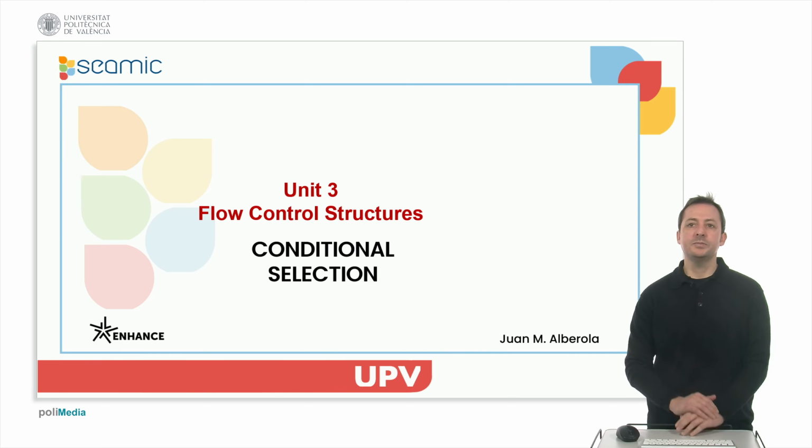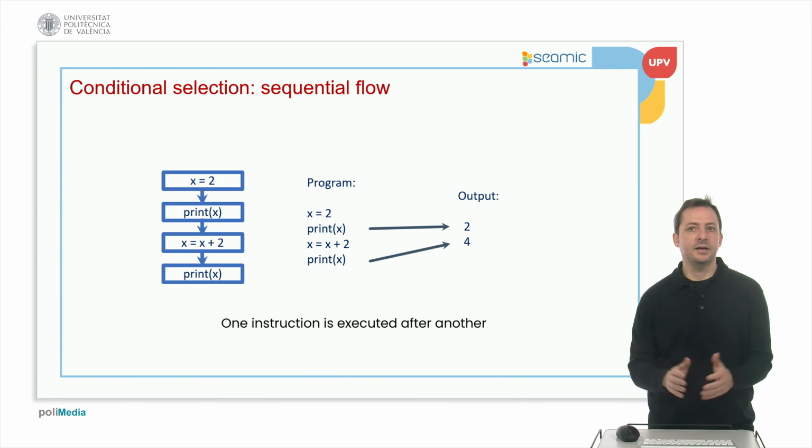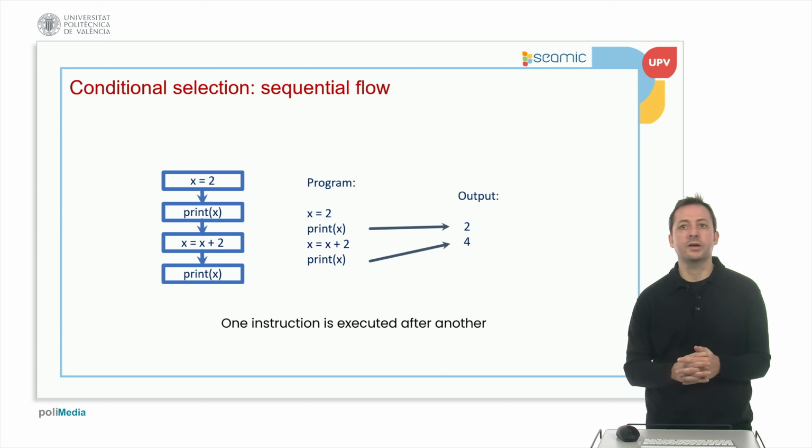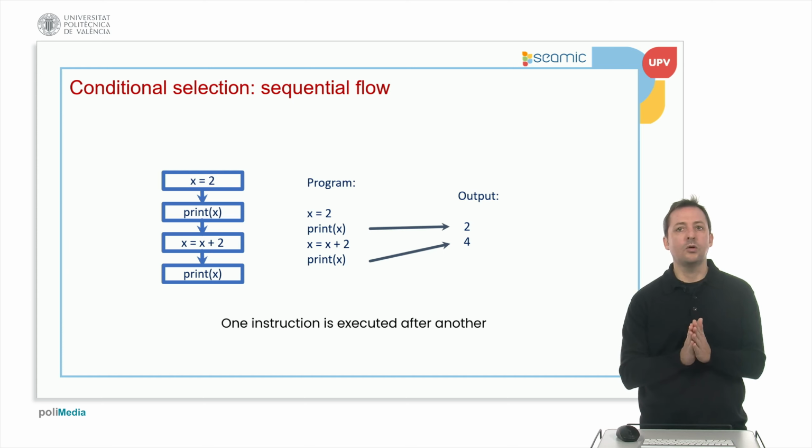Hi! In this video we are going to dive into conditional selection. That is one of the most used control structures that can be applied in any language, although we are going to see how they work in Python. In this case, a conditional selection allows us to perform different instructions depending on whether or not some condition is true.